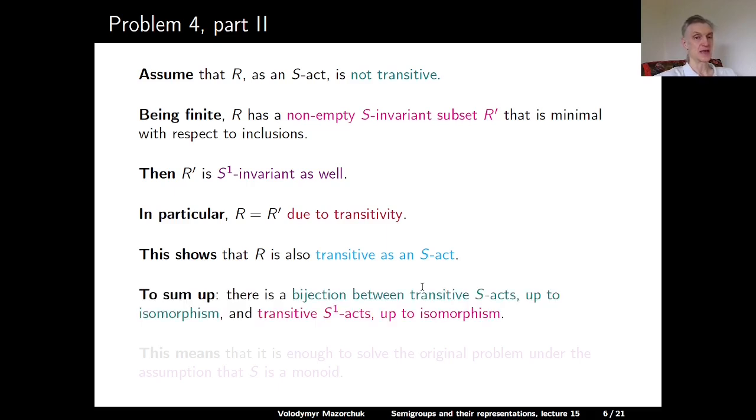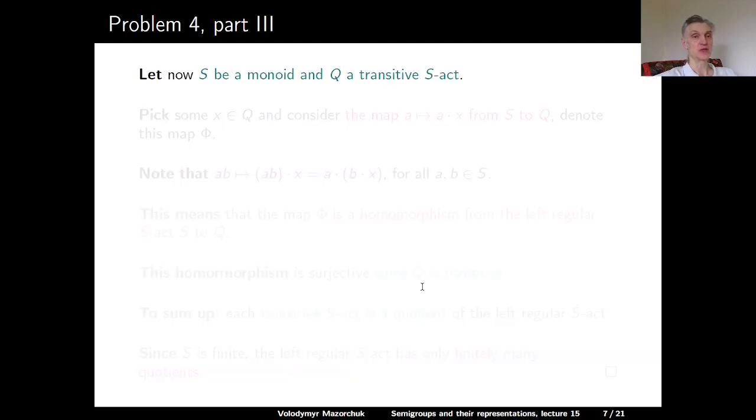We can sum this up. There is a bijection between transitive S acts up to isomorphism and transitive S1 acts up to isomorphism. And this means that it is enough to solve the original problem under the assumption that our S is a monoid. So now assume that S is a monoid and Q a transitive S act.